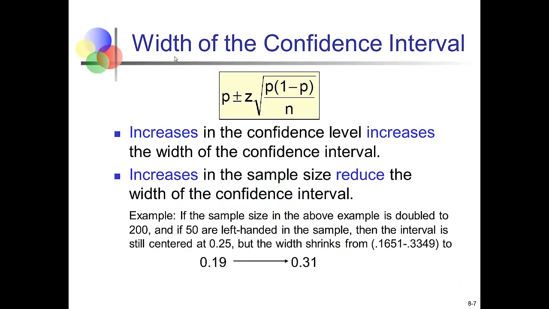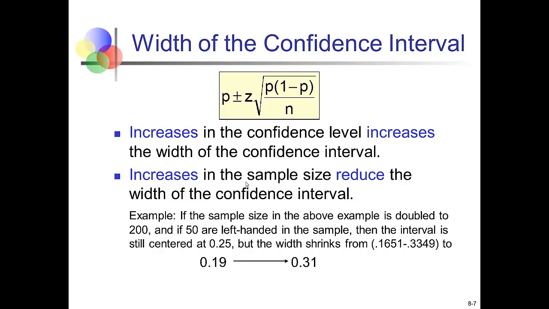To speak about the width of the confidence interval, we're really focusing on the margin of error. The things that make this margin of error bigger make the confidence interval wider. So if we increase the confidence level, that gives us a bigger z critical, and it makes the margin of error bigger, so it increases the width of the confidence interval. To be more certain that our interval contains the true population parameter, we need to make that confidence interval wider.